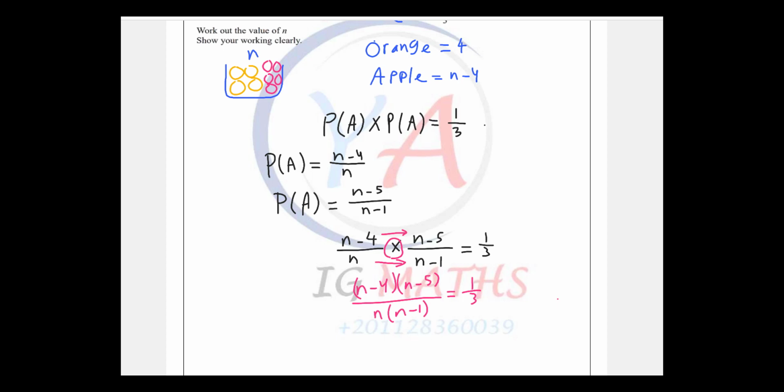After this, we will work on this. It will be n squared in the denominator, and in the numerator we have plus 20. The middle term will be minus 9n, equals 1 over 3.